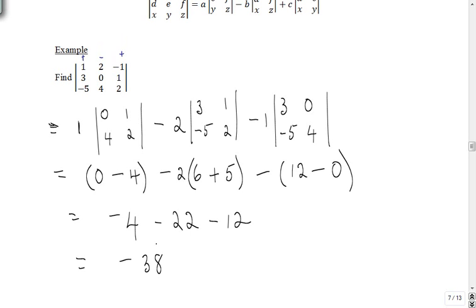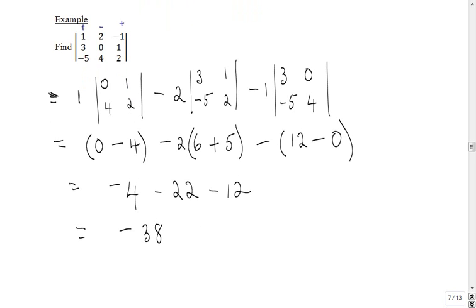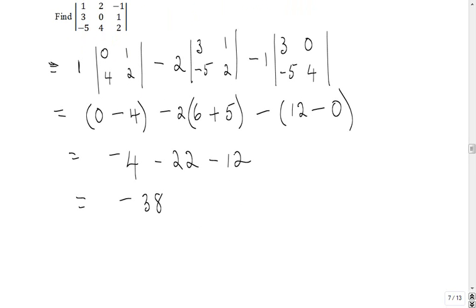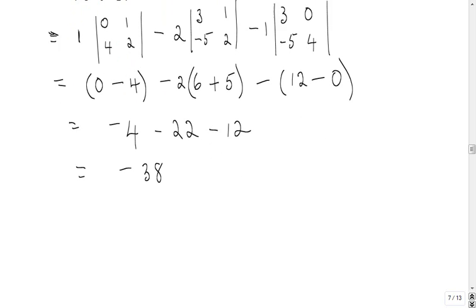Why did you get a plus 5 instead of a minus 5 there? 3 times 2 is 6, minus minus 5. Got it? Okay? So that's the determinant, and we're going to do a lot of that. A lot of that determinant thing. So I want you to know that before we continue with cross product.